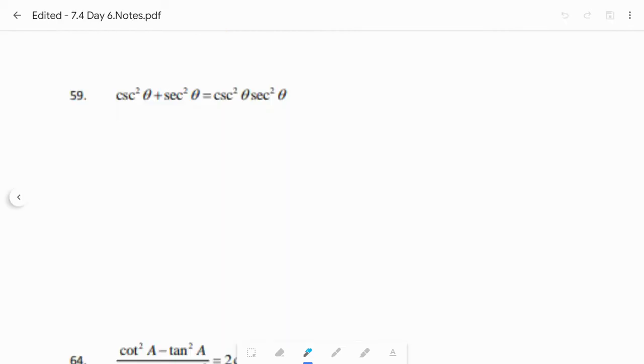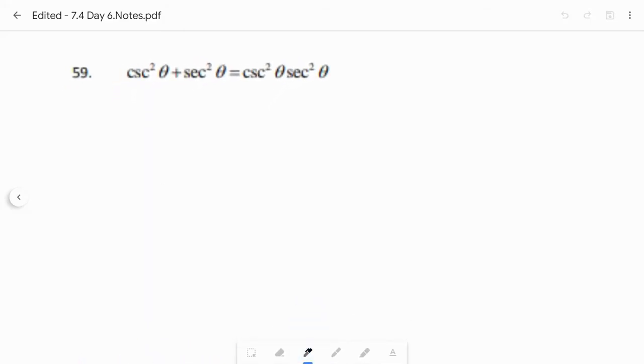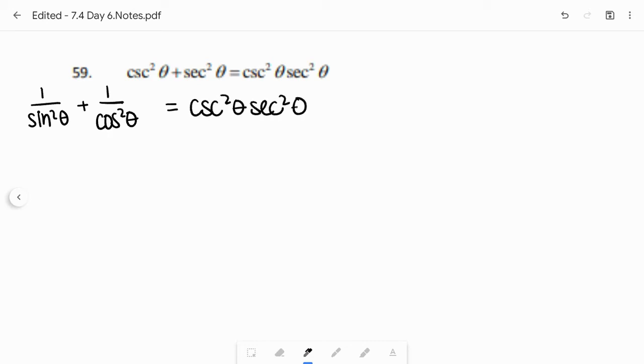Number 59, we have cosecant squared of theta plus secant squared of theta equals cosecant squared theta times secant squared theta. Okay, so the left-hand side has some addition in there, so that's the side that we are going to change. So let's rewrite this only using sine and cosine. So I am going to have 1 over sine squared theta plus 1 over cosine squared theta, and that is equal to cosecant squared theta and secant squared theta.